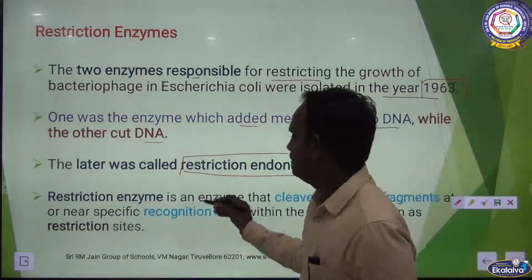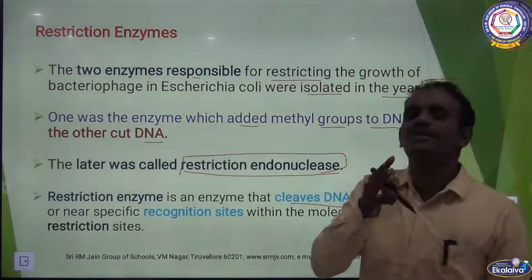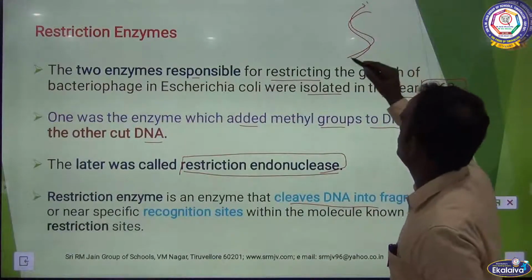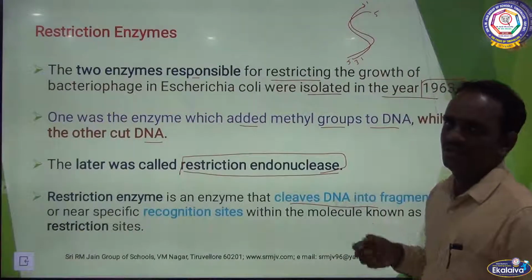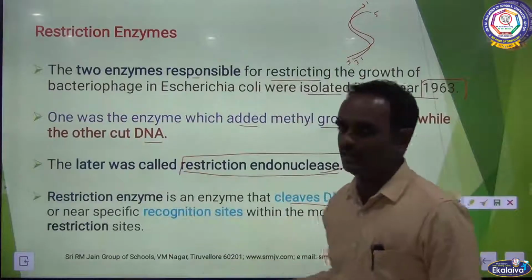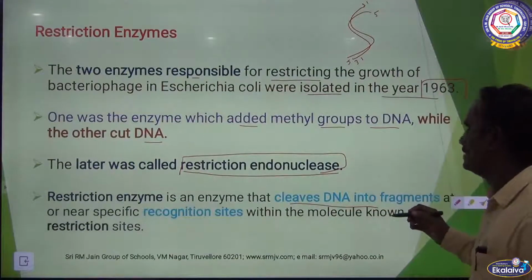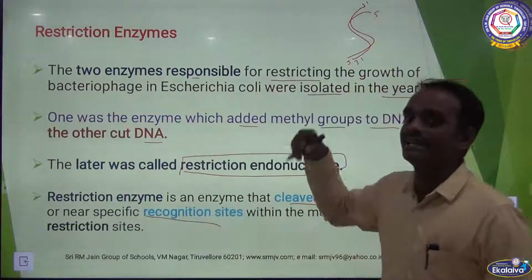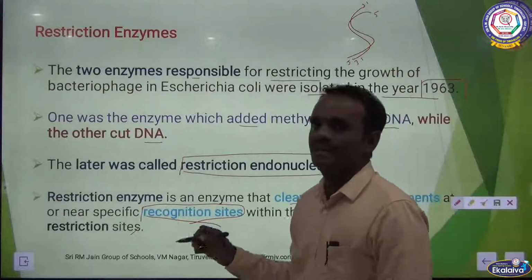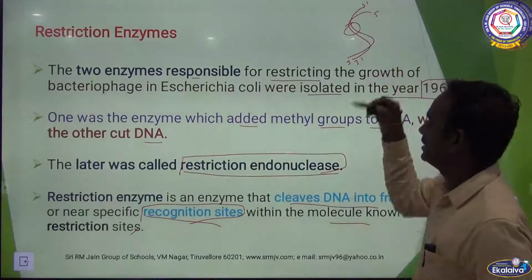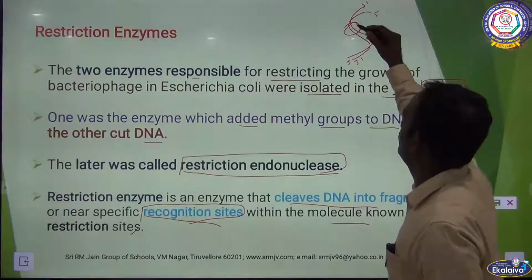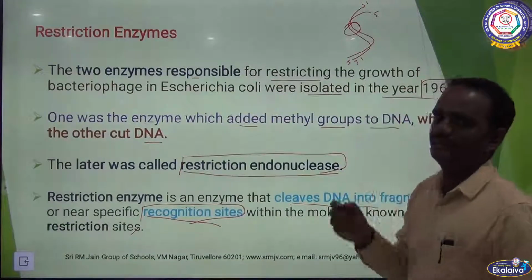Clear? The restriction enzyme is an enzyme that cleaves DNA into small fragments. You know very well DNA is a double strand, one strand running from 3' to 5' end and the other running from 5' to 3' end. With the help of restriction endonuclease, we can cut the DNA sequence into small fragments. A restriction enzyme cleaves DNA at or near a specific recognition site within the molecule, known as restriction sites. In each DNA sequence there is one important site, the restriction site, that is the recognition site. There the restriction enzyme cuts the DNA into small fragments. Clear?